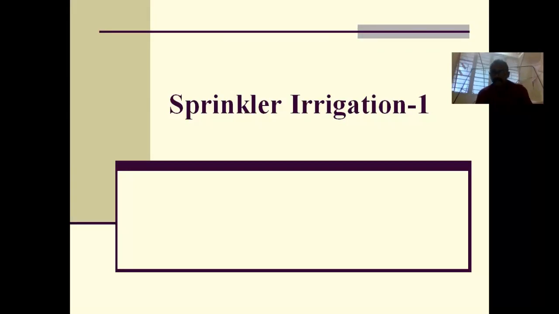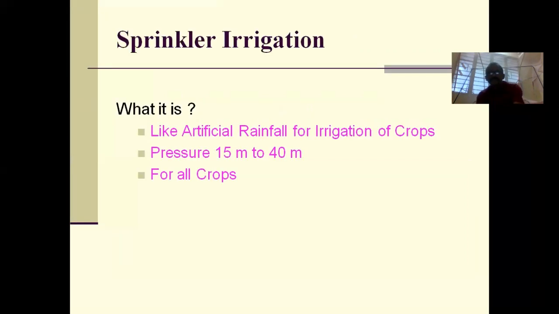Let us see in this class an introduction about sprinkler irrigation. What is sprinkler irrigation? Sprinkler irrigation is like artificial rainfall that is used for irrigation of crops. The pressure requirement for operation of sprinkler irrigation system varies between 15 meters to 40 meters.